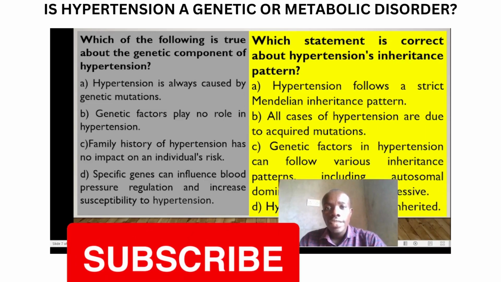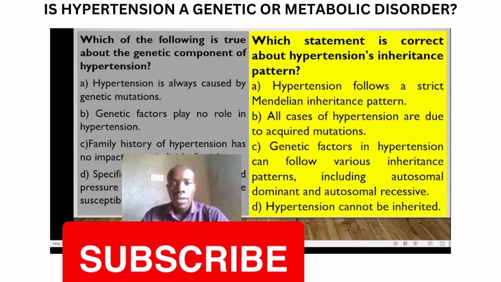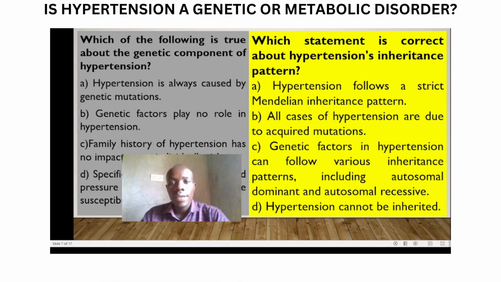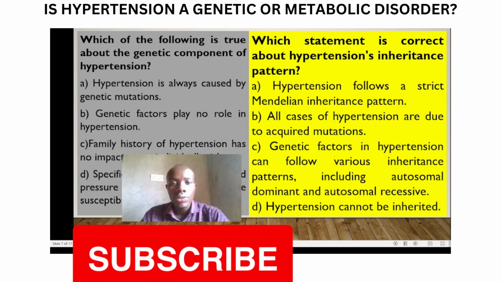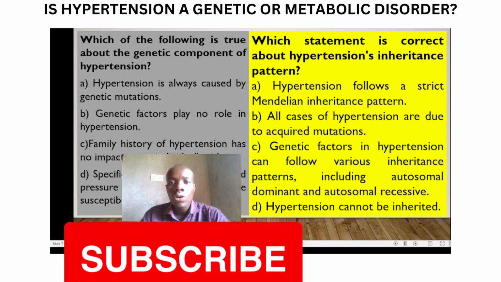So what is the correct statement about hypertension inheritance patterns? Hypertension follows a strict Mendelian inheritance pattern. All cases of hypertension are due to acquired mutations. Genetic factors in hypertension can follow various patterns, including autosomal dominant and autosomal recessive.